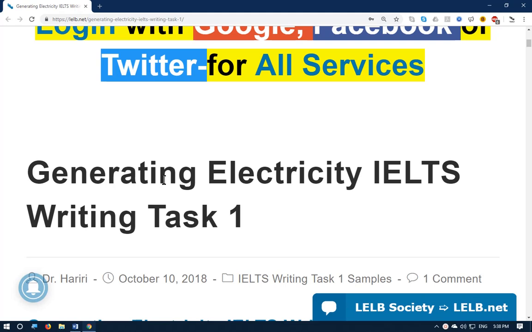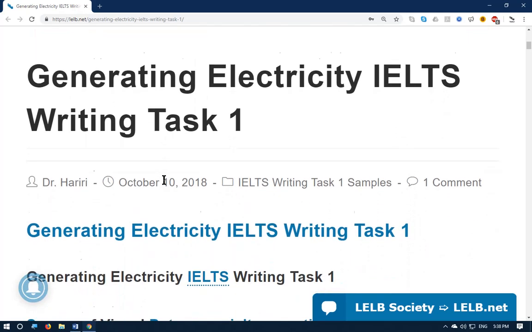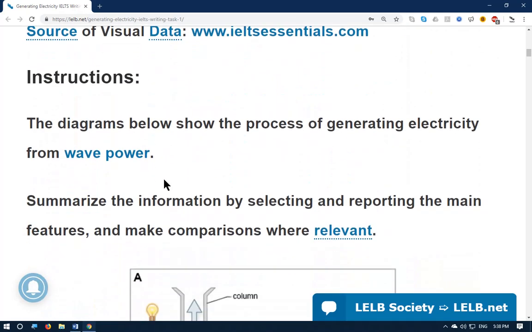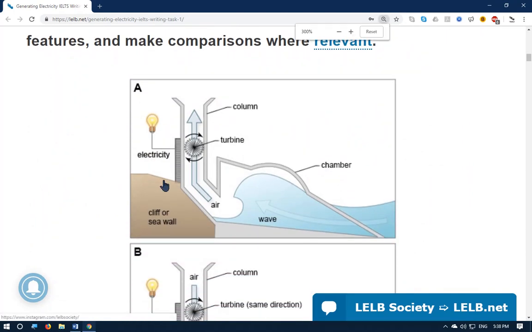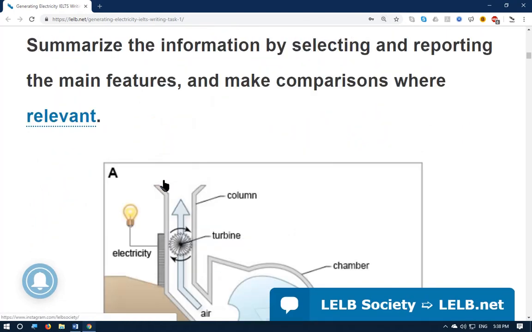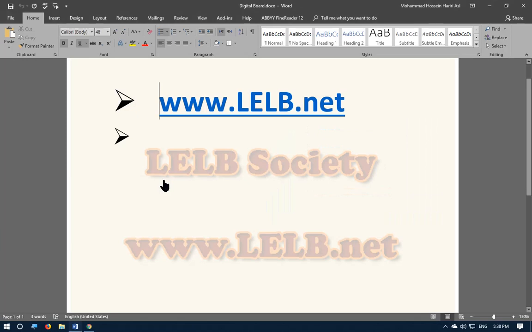Okay, so the topic is generating electricity, IELTS Writing Task 1, and there must be visual data here as a prompt, and here it is. Let me just zoom in. This is a process essay. So what is a process essay?